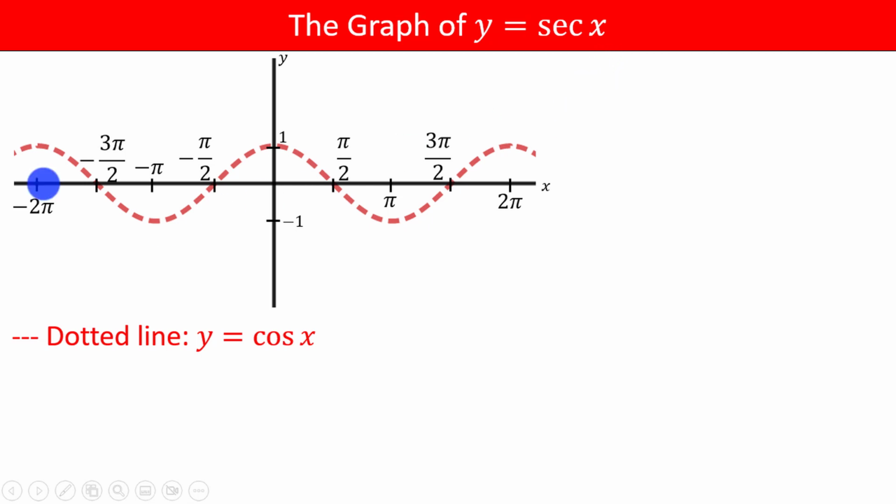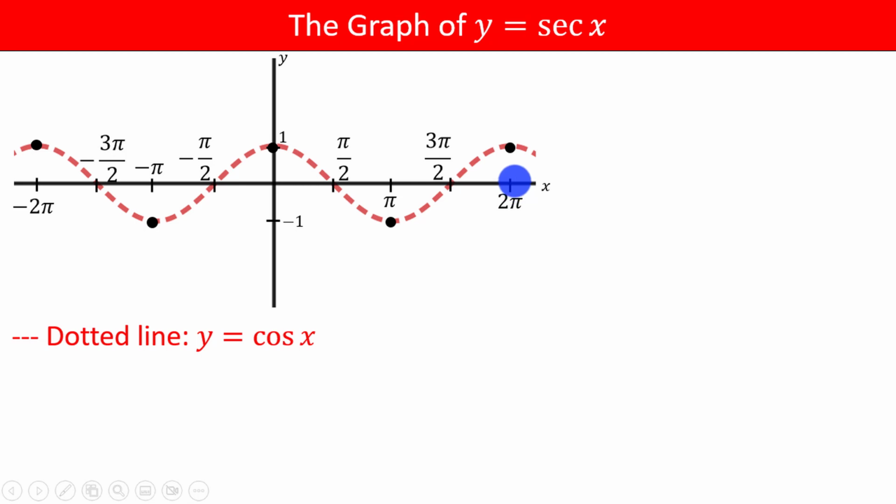For example, at negative 2 pi, we have the point 1 on the graph of cosine. This will also be a point on secant, because secant is 1 over cosine, and 1 over 1 is just 1. The same is true at negative pi. We're at negative 1, so 1 over negative 1 is just negative 1. That's also true at 0, where we have 0, 1, and then at pi, where we have negative 1, and back at 2 pi, where we have 1.